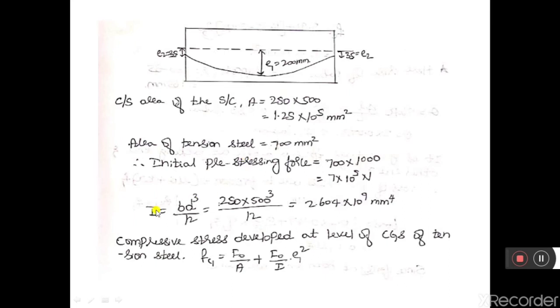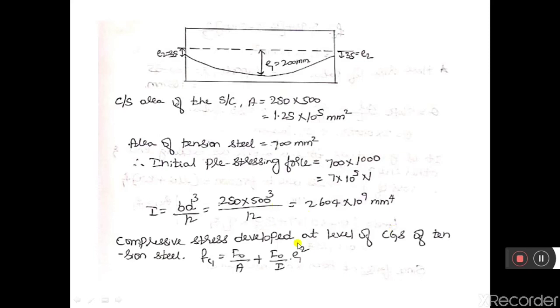I is the moment of inertia, it is BD cube by 12, where B is 250 and D is 500. Therefore 250 into 500 cube by 12 gives us 2.604 into 10 to the power of 9 mm to the power 4. And the compressive stress developed in the concrete at the level of CG of the cable or tension steel, Fc, is equal to F naught by A plus F naught by I into e square.